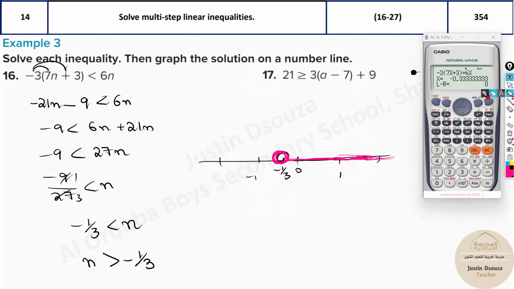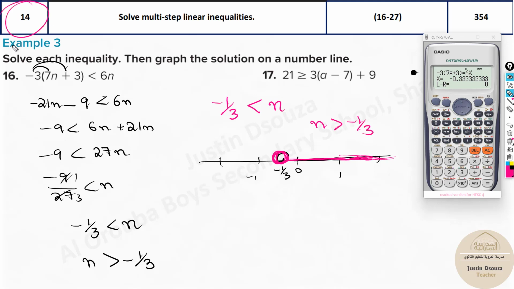If you're doing the calculator method, it's very crucial to check the answer. Yes, negative 1/3. But you won't know whether it's going right or left. How you can do it is, after applying the distributive property here, see where the bigger number, the bigger variable, is. 6n is bigger. So the n, whatever answer you get, will be over here. N is greater than the answer, 1/3. Then we rearrange and write it as n greater than negative 1/3.